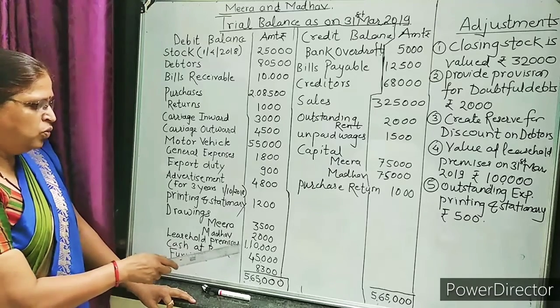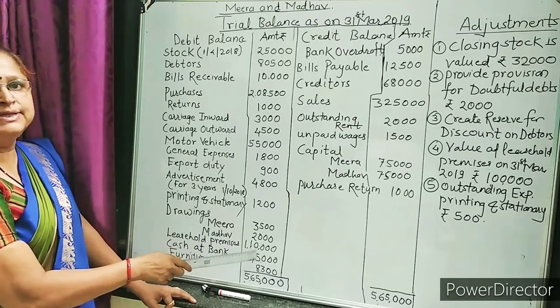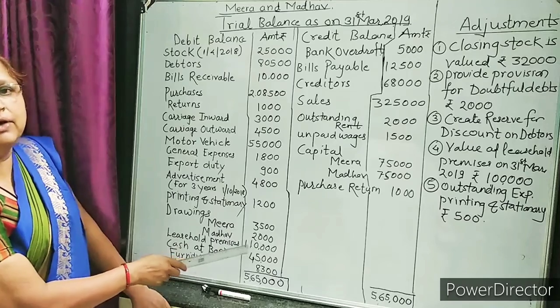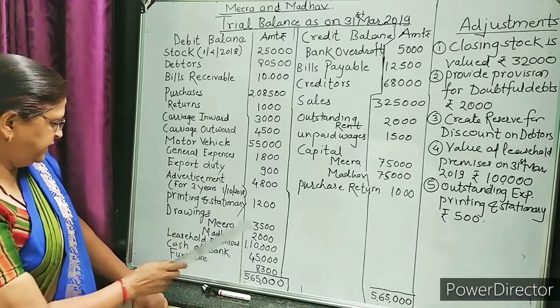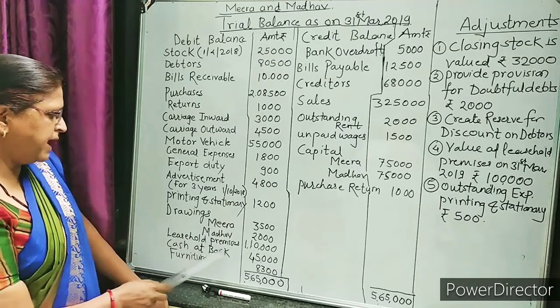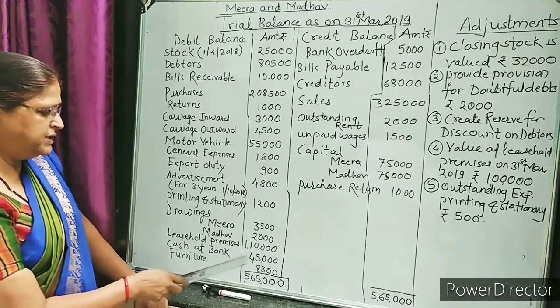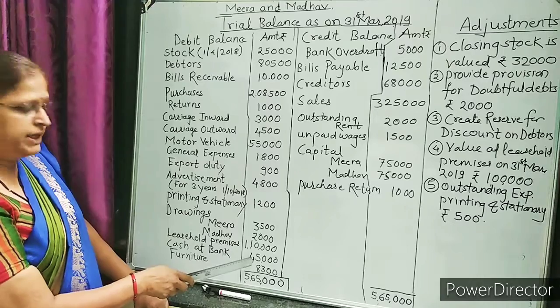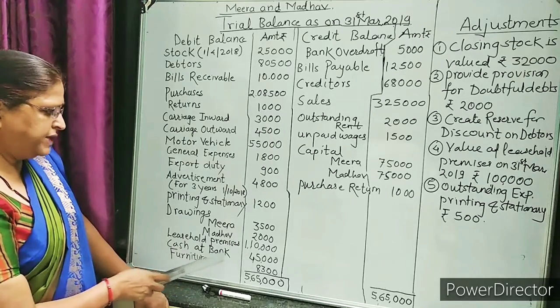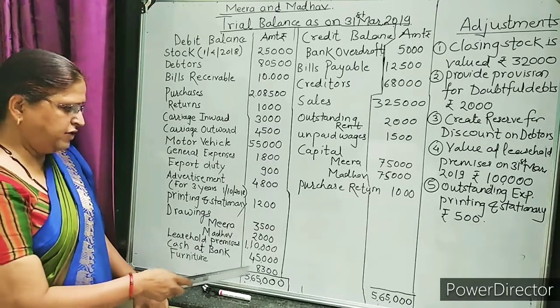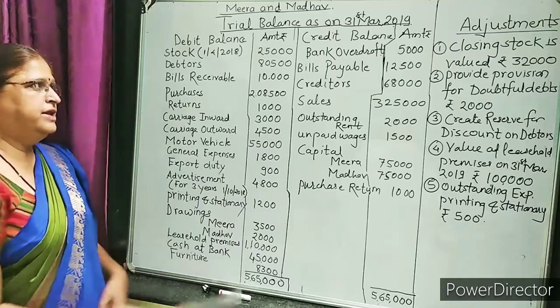Leasehold premises 1,10,000, which is the asset of the business and we have to take to the balance sheet asset side. Again cash at bank and furniture, these are the assets of the business and we have to take to the balance sheet asset side. Cash at bank 45,000 and furniture rupees 8,300.